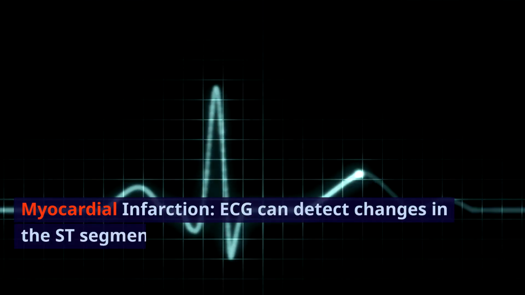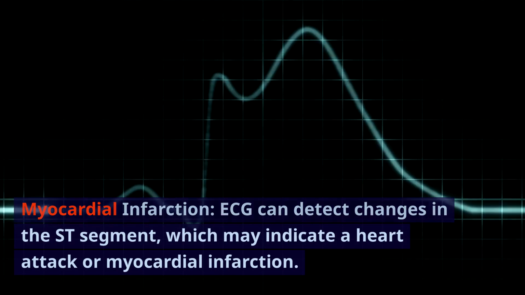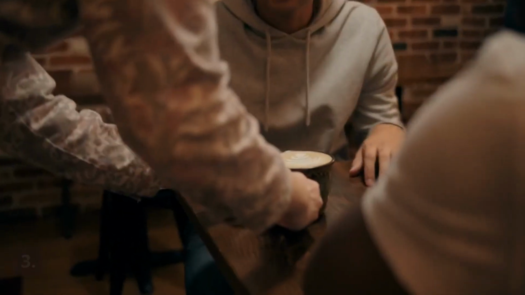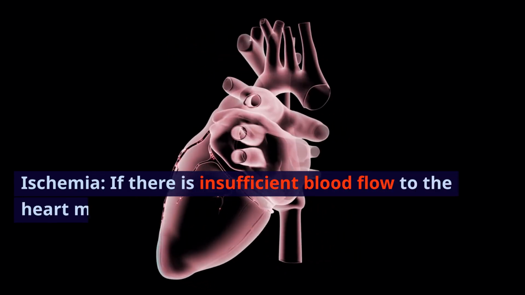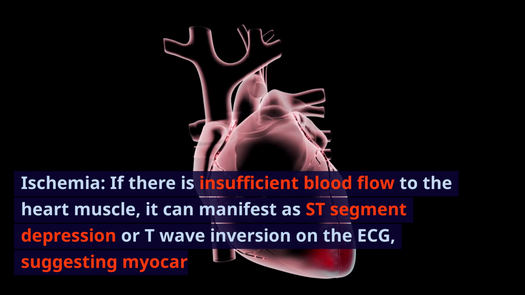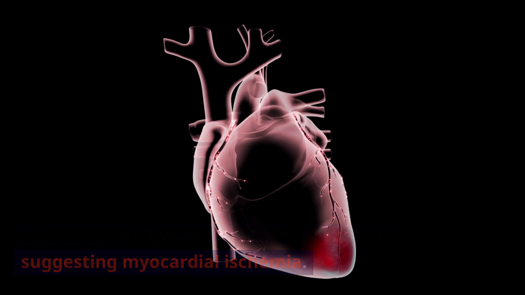2. Myocardial infarction. ECG can detect changes in the ST segment, which may indicate a heart attack or myocardial infarction. 3. Ischemia. If there is insufficient blood flow to the heart muscle, it can manifest as ST segment depression or T wave inversion on the ECG, suggesting myocardial ischemia.